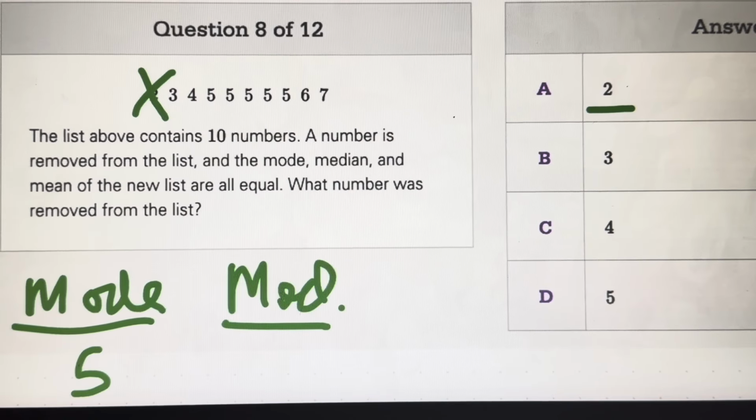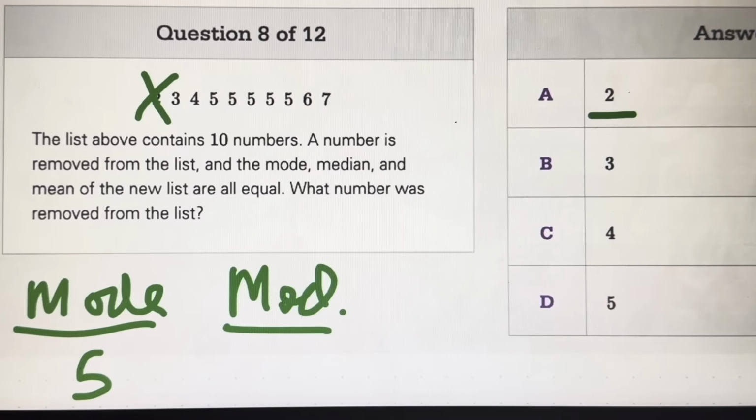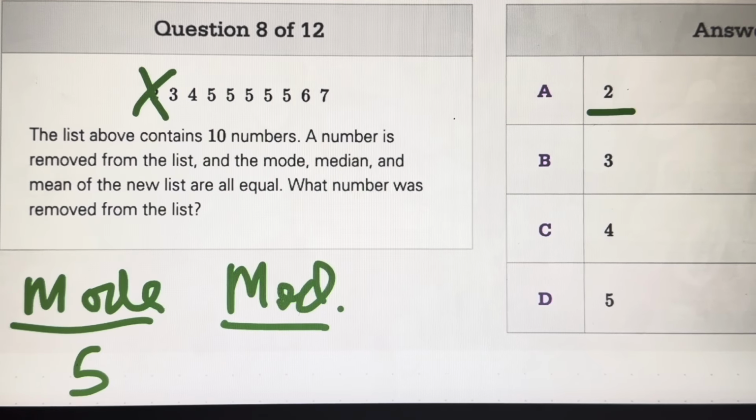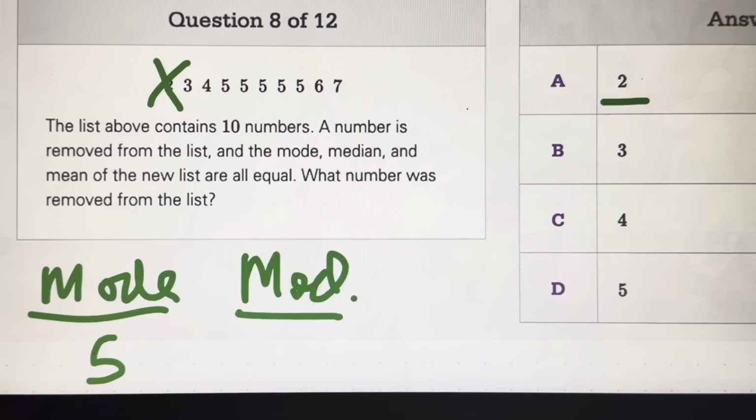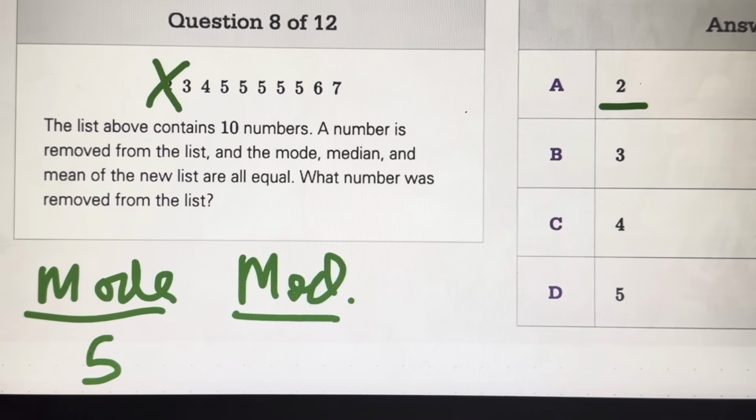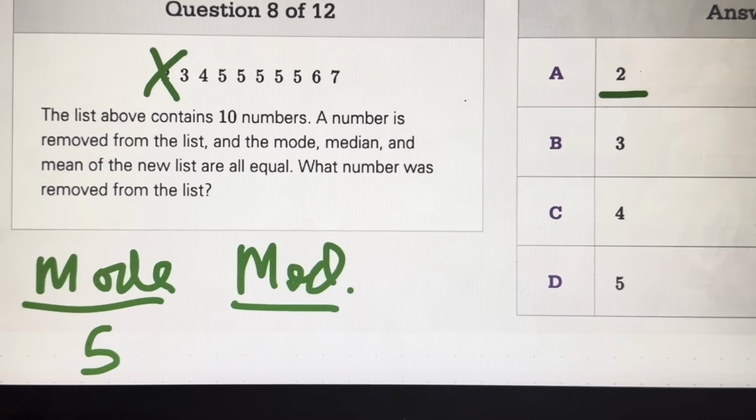Which number? 4. Yeah, that's over. 4 is right over here. That's not in the middle of that set of numbers. Which one's in the middle? I wanted to say 5. Yeah, probably 5.